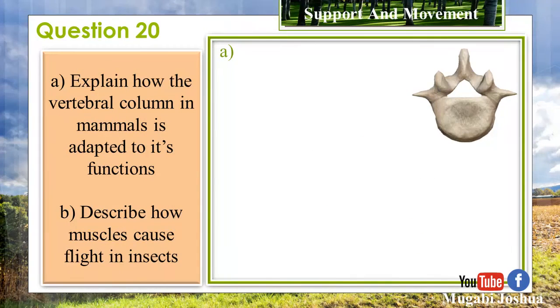Question 20, Part A. Explain how the vertebral column in mammals is adapted to its function. Question 20, Part A requires us to explain how the vertebral column in mammals is adapted to its functions.